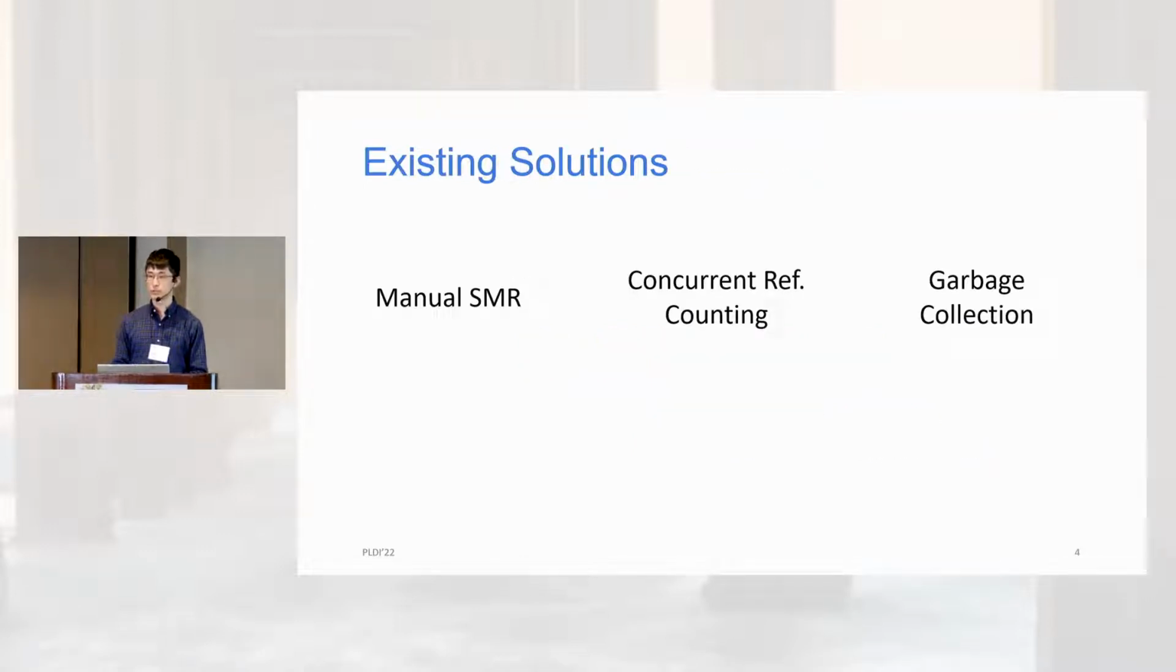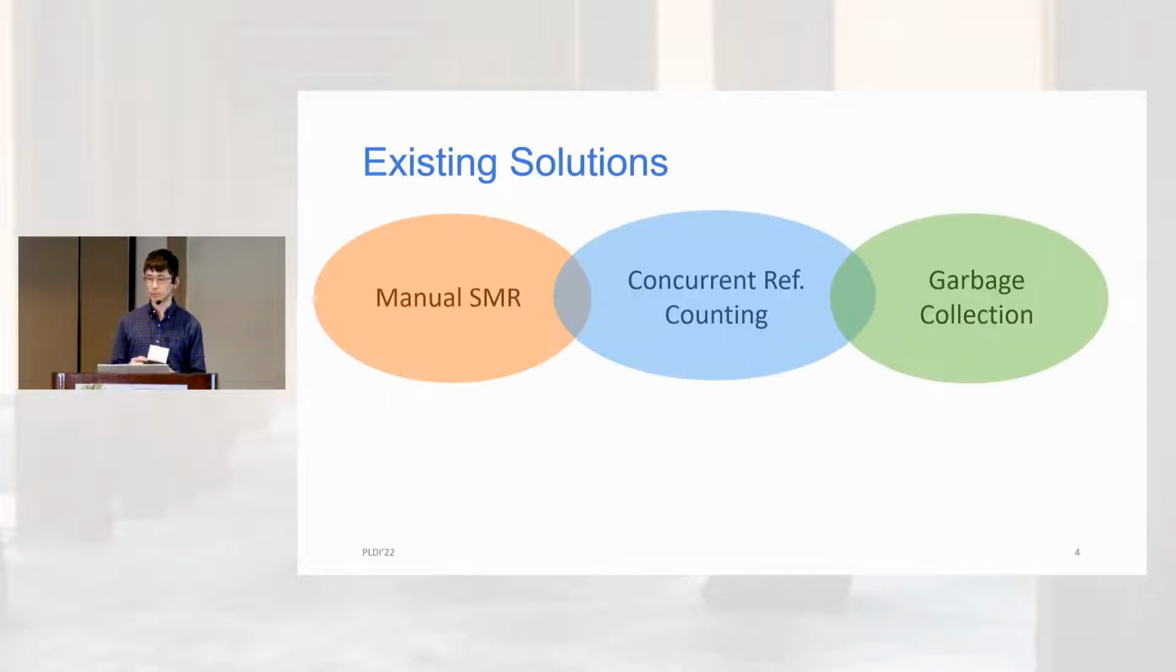So solutions to this problem can be broadly broken up into three different categories. There's manual SMR, concurrent reference counting, and garbage collection. And there has been a tremendous amount of work in each of these three categories. Also, these categories aren't mutually exclusive. For example, some garbage collectors also use ideas from reference counting as well. But for this talk, we'll focus on implementing reference counting in the non-garbage collected setting. But some of the ideas here could be useful in the garbage collected setting as well.